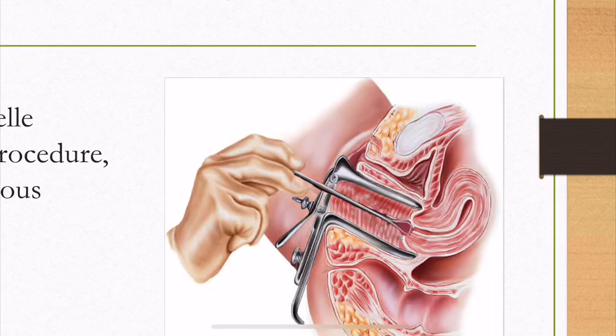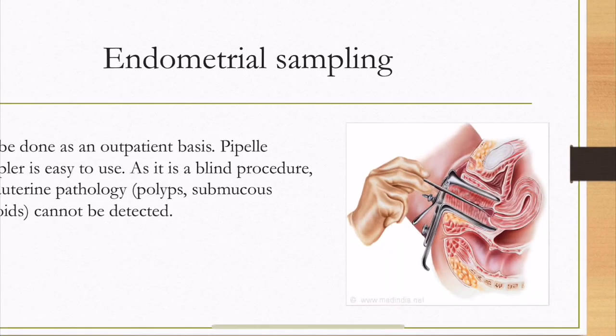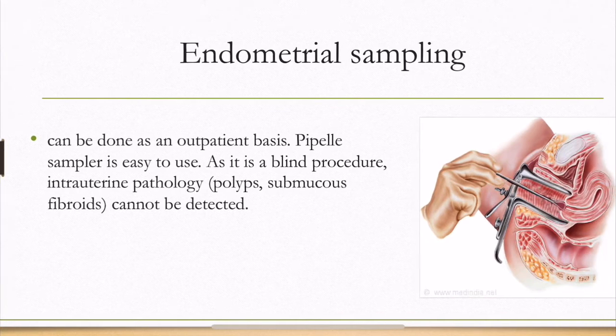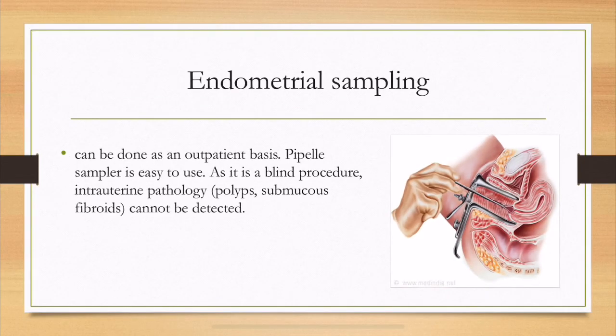If you take a sample of the endometrium where there is no abnormality, then it is not going to help you. The intrauterine pathology inside the uterus cannot be reached that deep. Even if it reaches, if you take some other sampling, then it is of no use. The polyps and submucous fibroids cannot be detected by endometrial sampling.